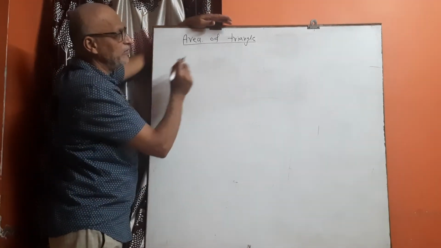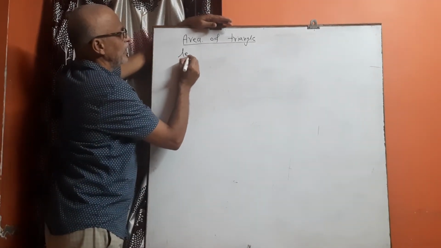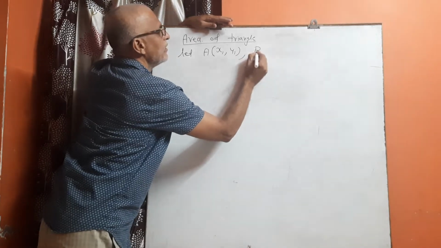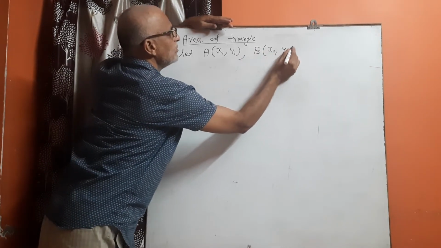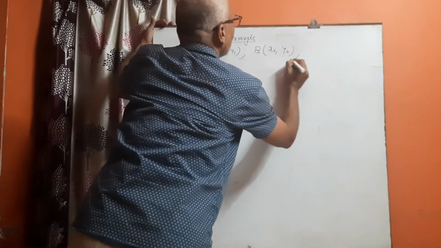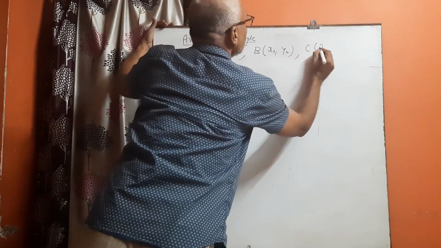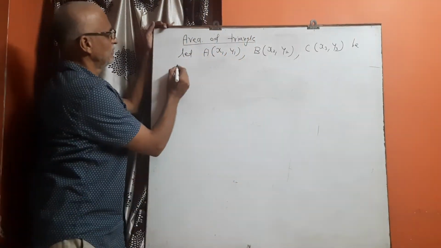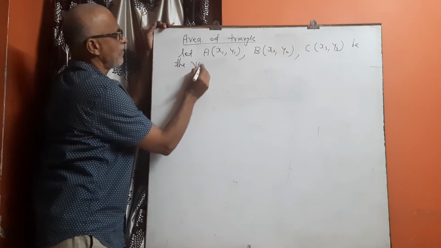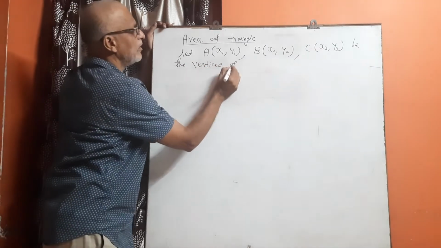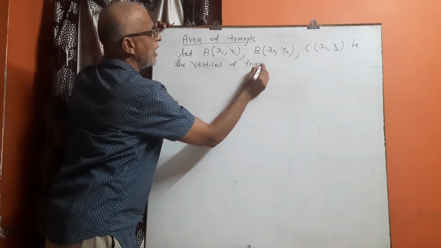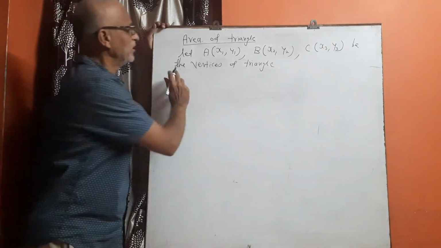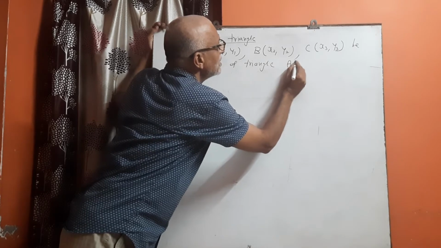To find the area of a triangle, let us consider A of x1 y1, B of x2 y2 and C of x3 y3 be the vertices of a triangle. Be the vertices of a triangle ABC.